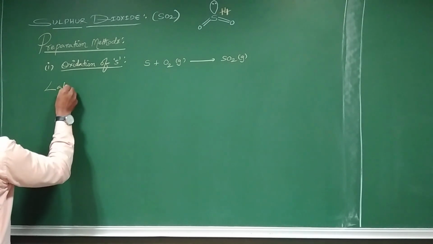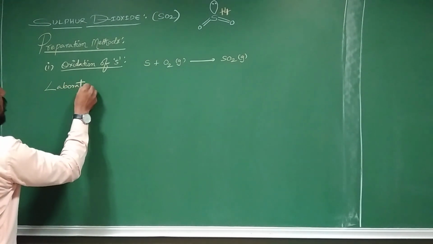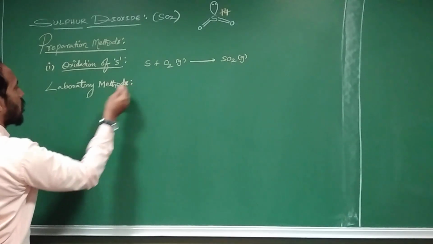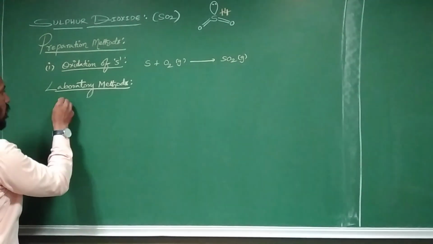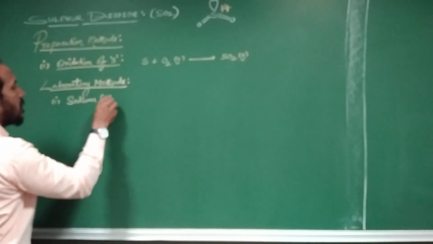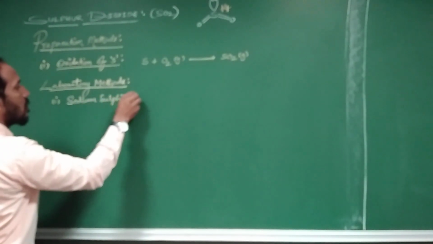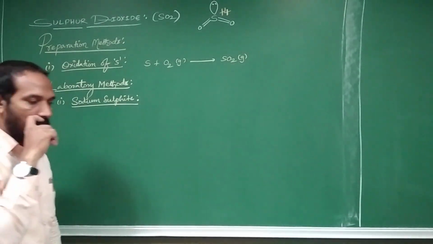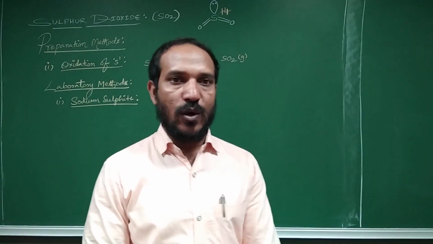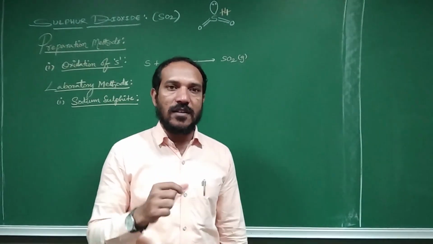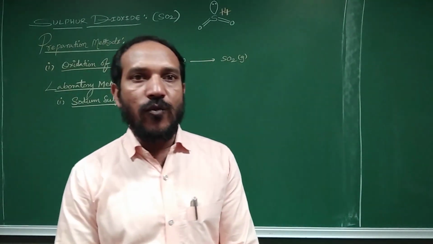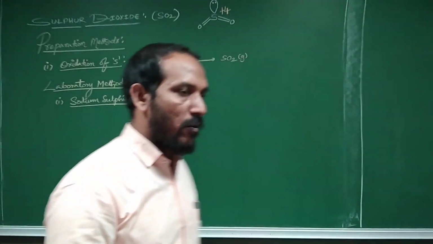Now the laboratory method. With the help of laboratory methods, how can you prepare sulfur dioxide? In this laboratory method, sodium sulfite is treated with an aqueous solution of sulfuric acid. Please listen carefully. In the laboratory preparation of sulfur dioxide, when sodium sulfite is treated with aqueous sulfuric acid, that is dilute sulfuric acid, it forms sulfur dioxide.